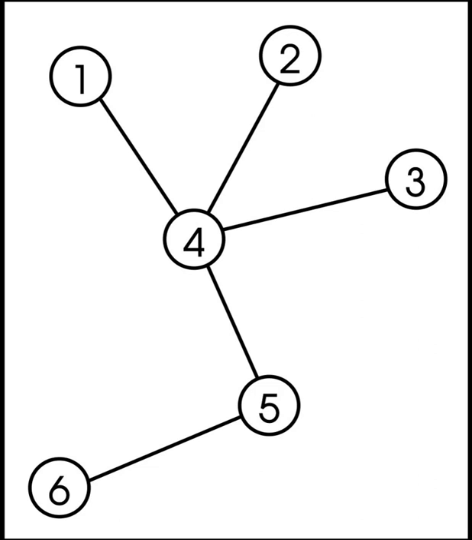In other words, a star tree of order n is a tree of order n with as many leaves as possible. A caterpillar tree is a tree in which all vertices are within distance one of a central path subgraph. A lobster tree is a tree in which all vertices are within distance 2 of a central path subgraph.